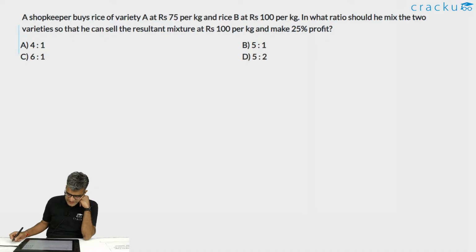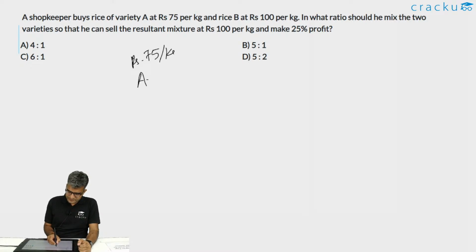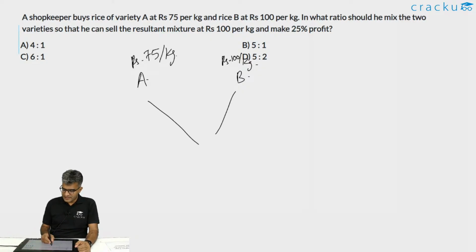A shopkeeper buys rice of variety A at rupees 75 per kg. So A is rupees 75 per kg. And he buys rice of variety B at rupees 100 per kg. In what ratio should he mix both of them so that when he sells the resultant mixture at rupees 100 per kg, he makes a profit of 25%? So the selling price is rupees 100 per kg.